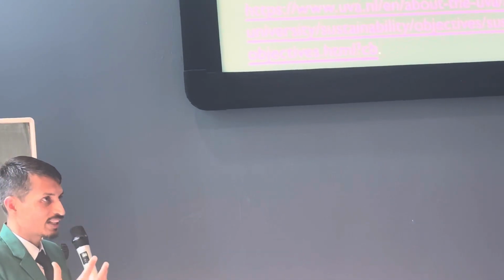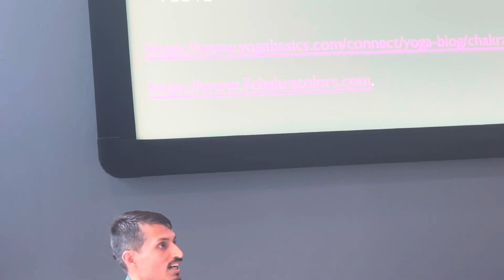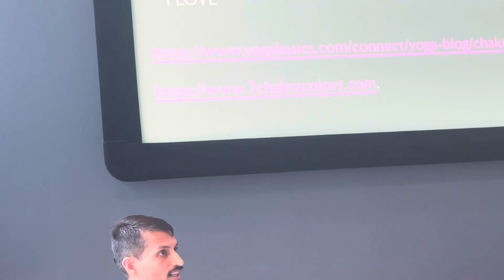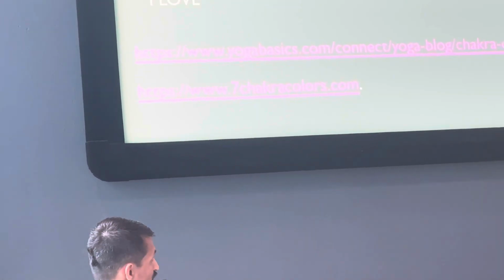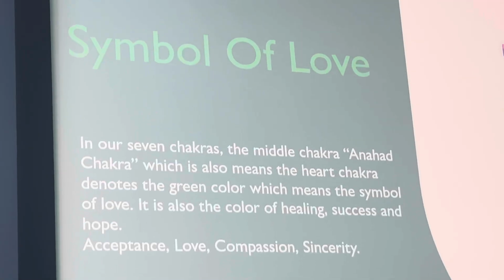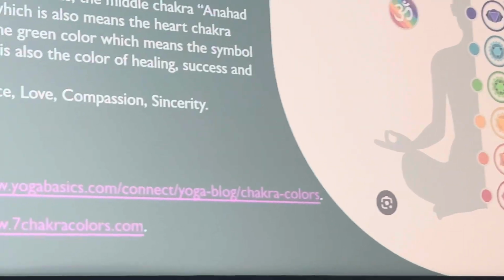They use green color, so we are using green color as our theme color. Next, as a symbol of love: there are 7 chakras, as we know, right? Through our body, from a spiritual point of view, as I already mentioned, the middle chakra, which is also called the heart chakra, in the middle of our body, the color is green, which denotes love.